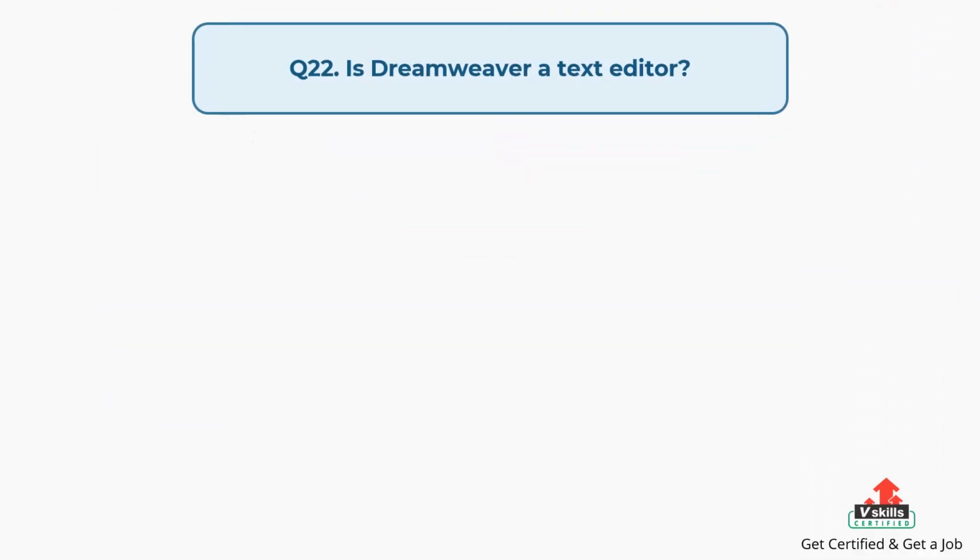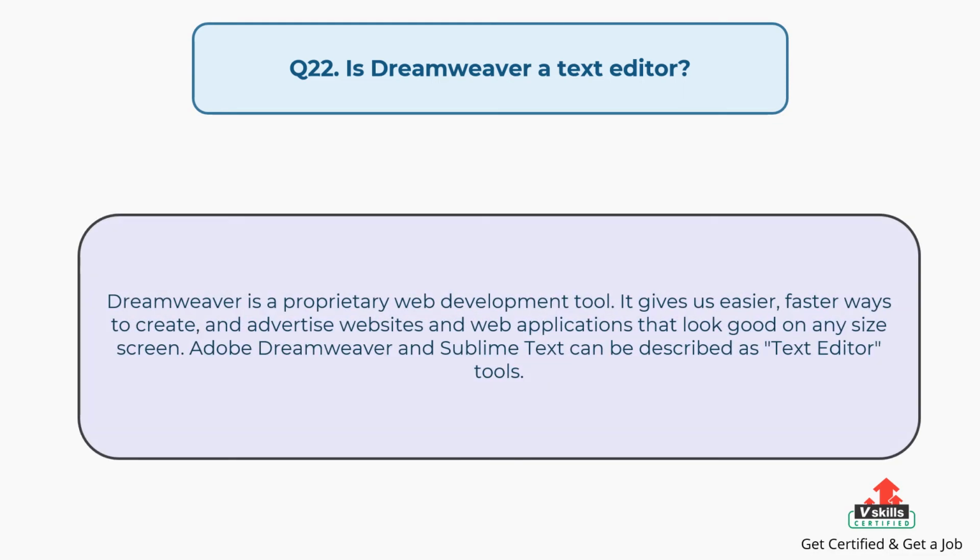Question number 22. Is Dreamweaver a text editor? The answer is, Dreamweaver is a proprietary web development tool. It gives us easier, faster ways to create and advertise websites and web applications that look good on any size screen. Adobe Dreamweaver and Sublime Text can be described as text editor tools.